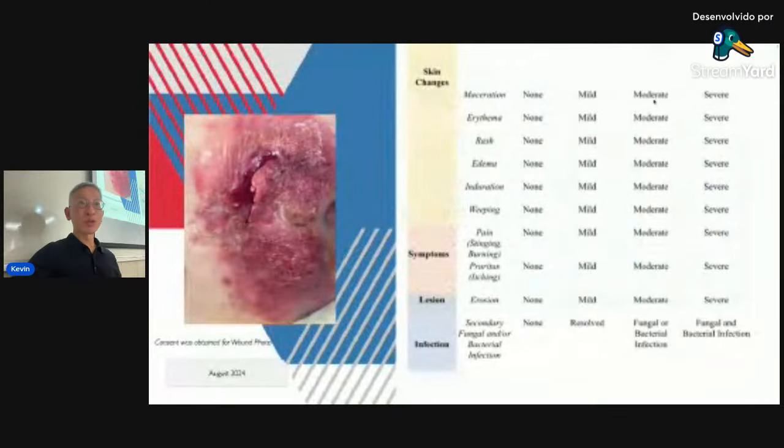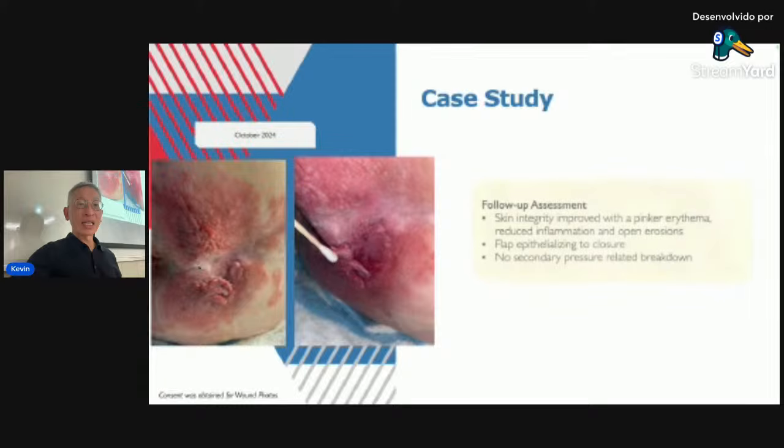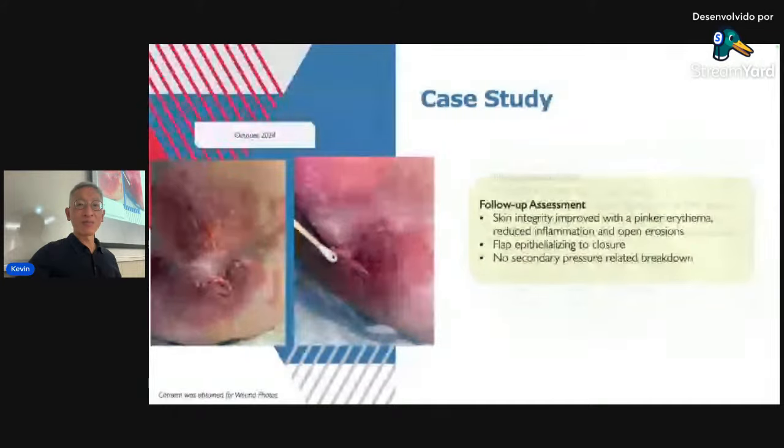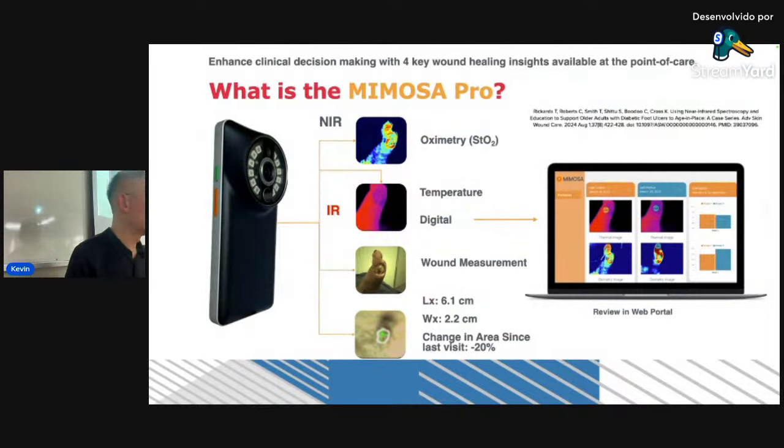But we're able to reduce the moderate amount of maceration, less severe erythema, and we can see the rash is not so bad, less level of edema, less induration, and less weeping on the skin. And then at the end, you can see the skin is almost healed, and all the problems have resolved. So by using the tool, we're convinced that we're able to promote better documentation and better evaluation.